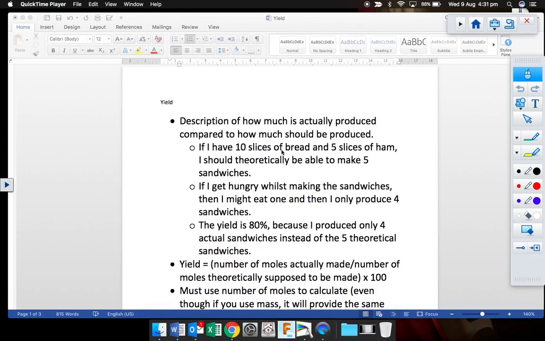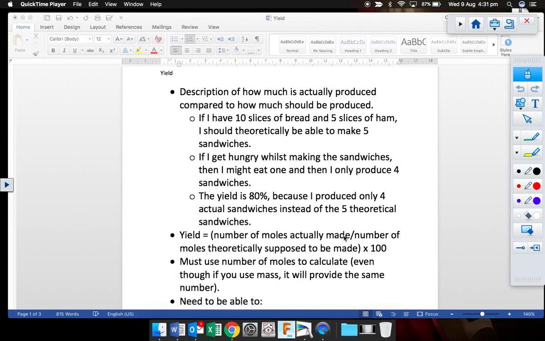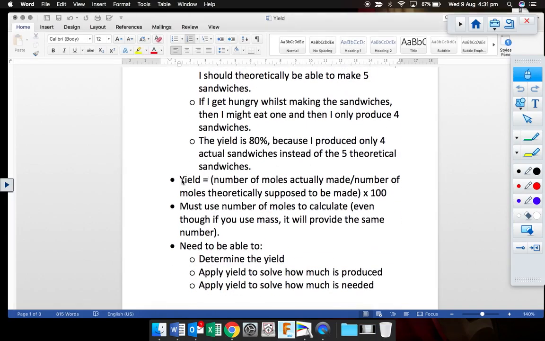In theory, if I have 10 slices of bread and 5 slices of ham, I should be able to make 5 sandwiches. However, in the process, I might get hungry and eat one, and then I only produce 4 sandwiches. So the yield is only 80%, because I produced only 4 actual sandwiches instead of the 5 theoretical sandwiches I'm supposed to make. Inevitably, in a reaction, some of the particles escape or go down side reactions, which they're not supposed to, and that's why you might have less than what you're supposed to create.